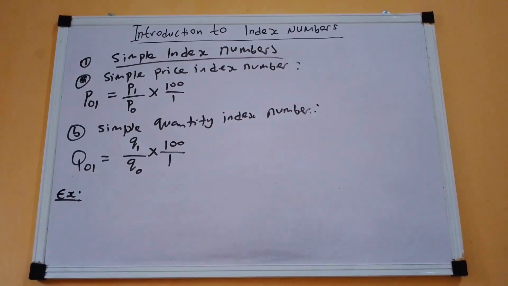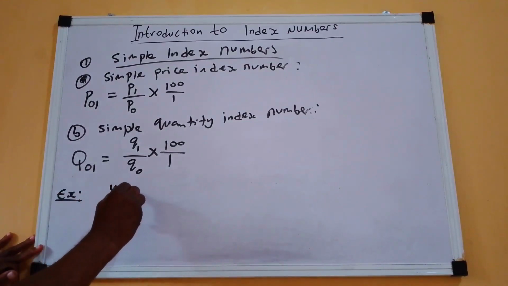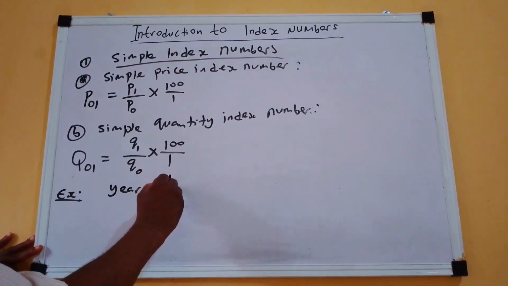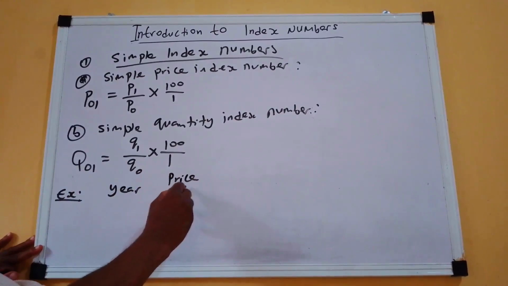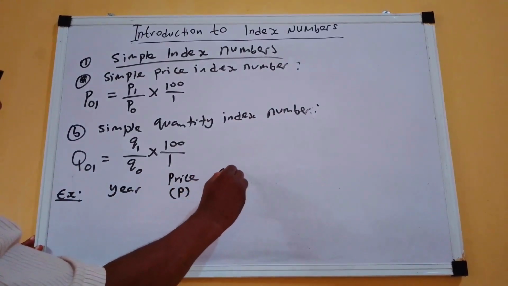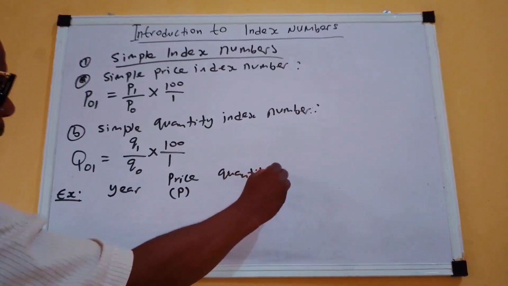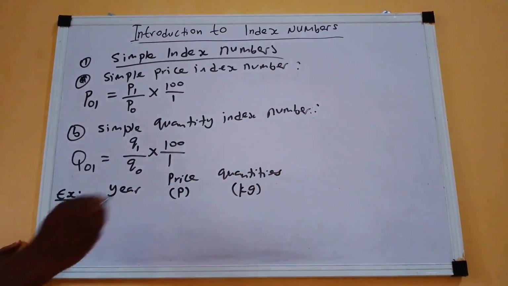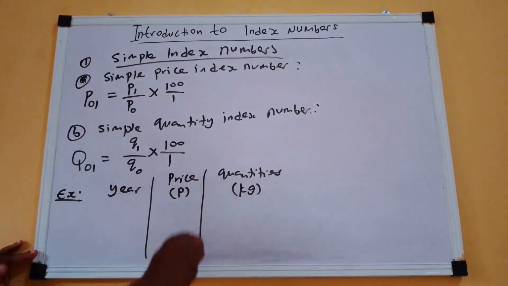Given the price and quantity data of meat, with quantities in kg and prices in dollars. The table below shows the year, the price, and the quantities. The price is in dollars and the quantities are in kg. Just take a look at it.